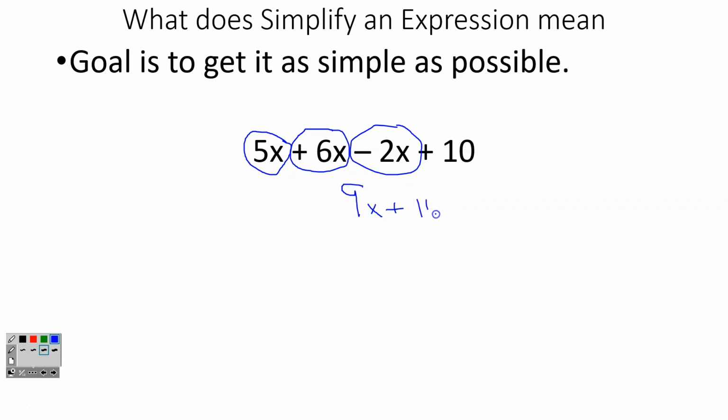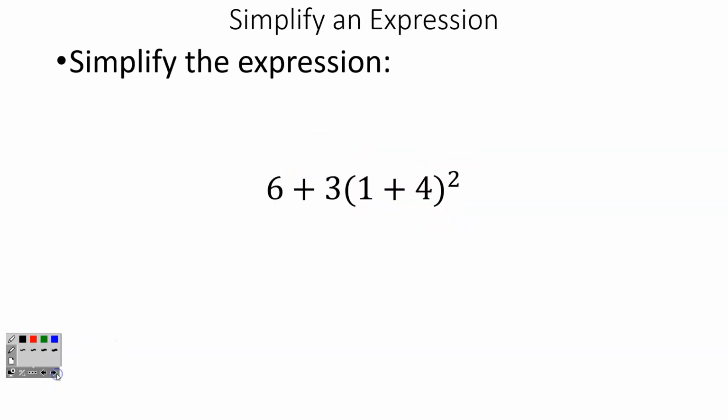And I can't do anything with that 10. Remember, we can't have giraffalents. We can't combine these because they're not the same. So then 9x plus 10 is as simple as it will go.